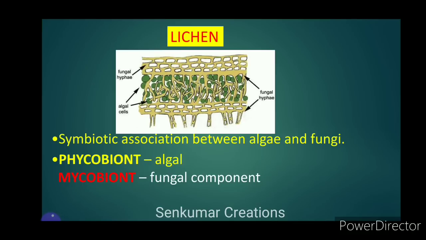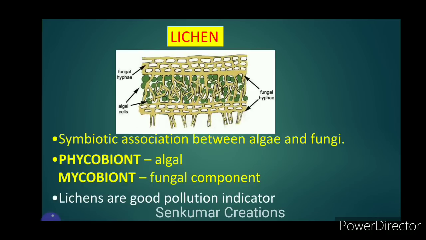A phycobiont and a mycobiont, an algal and a fungal component. So this is called lichens. Lichens are a good pollution indicator. See this picture very clearly. Fungal hyphae is present and algae is present inside.